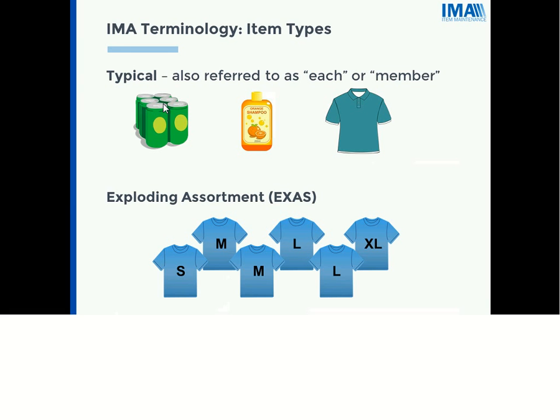So an exploding assortment can also be known as an excess. And this is just an assortment of items. This is not actually what's rung up at the register. Another reference you may hear is a parent and children reference, with the exploding assortment being the parent, and then all of the typicals that belong to that exploding assortment being referred to as the children. So that's another pair of terms that are sometimes used.